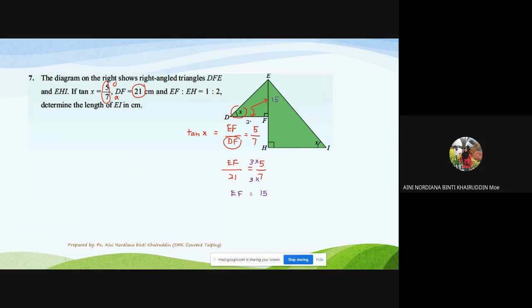DF is 21. Given also EF is to EH equals 1 is to 2. EF is 15. So EH, okay, let me use a different color of my pen. I choose green. So here is times 15, so here also times 15. So the actual length of EH is 30.